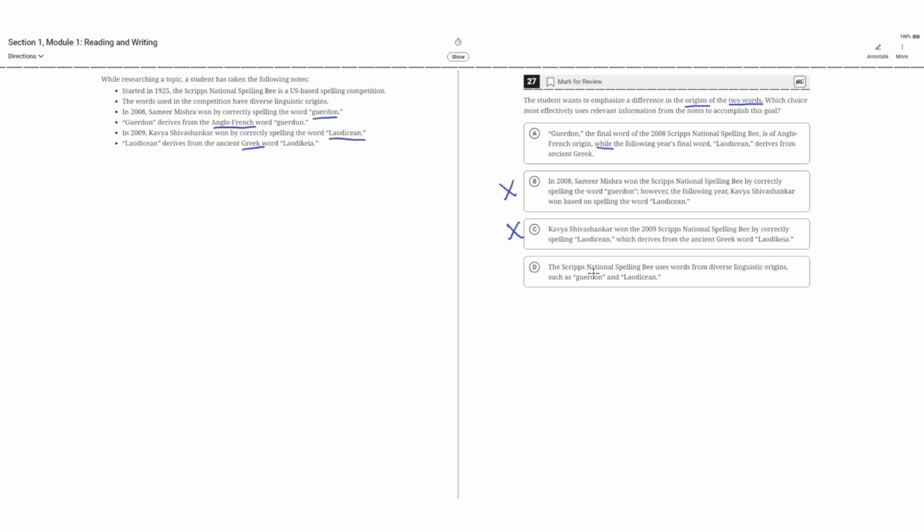Okay, answer choice D says the Scripps National Spelling Bee uses words from diverse linguistic origins, such as guerdon and Laodicean. So it does mention that these words have diverse origins, but it doesn't emphasize the difference between the origins of these two words. It simply says that the origins are diverse, not necessarily different. So answer choice A is much better than answer choice D because it says that the origin of guerdon is Anglo-French, while the origin of Laodicean is Greek. So it's creating that emphasis on the origin of guerdon and contrasting it with the origin of Laodicean very clearly, while answer choice D just mentions that they are diverse origins. So answer choice D is not very good, and answer choice A is the correct answer.